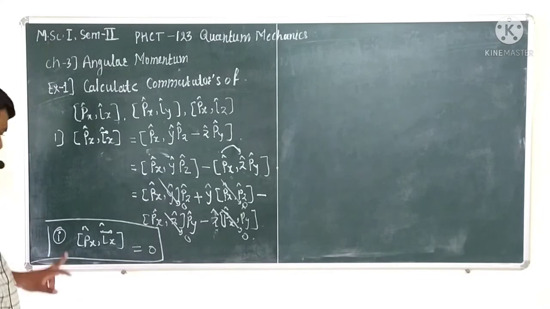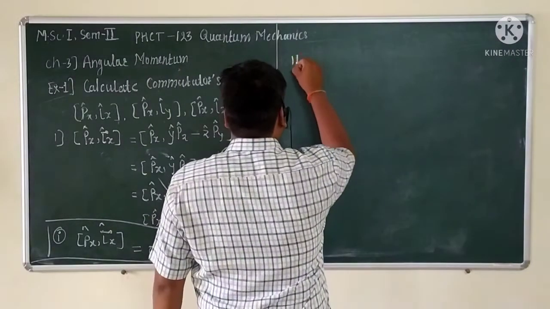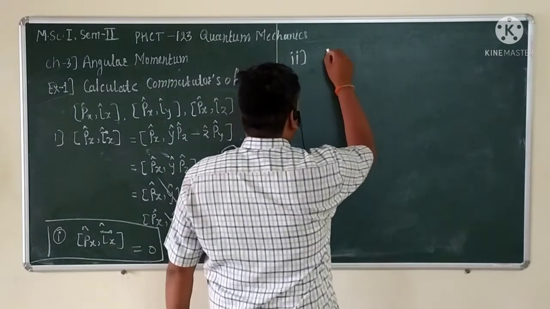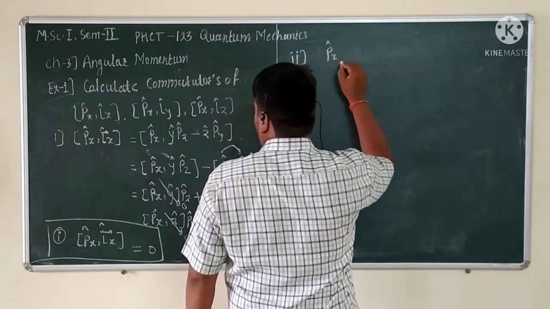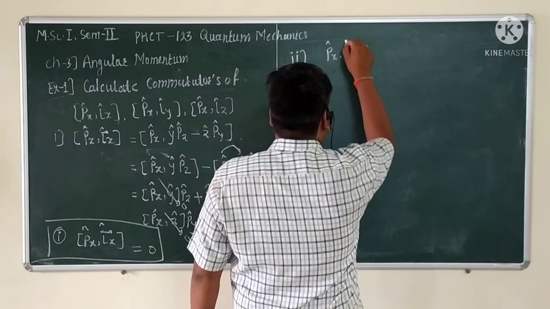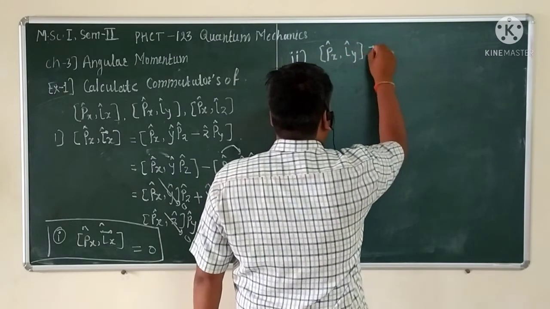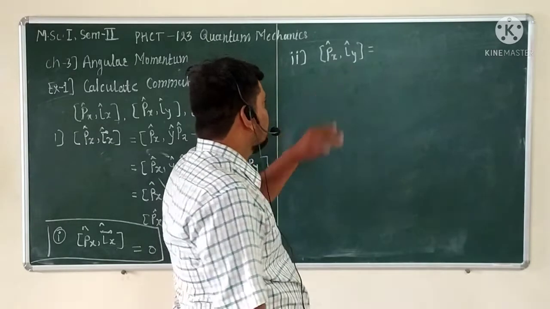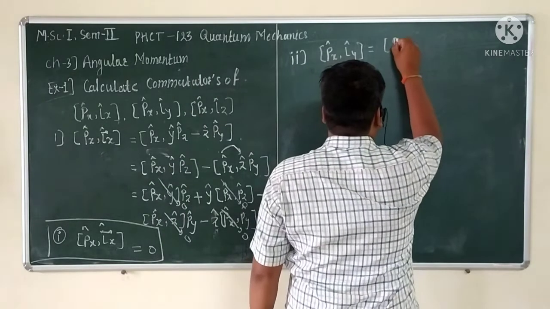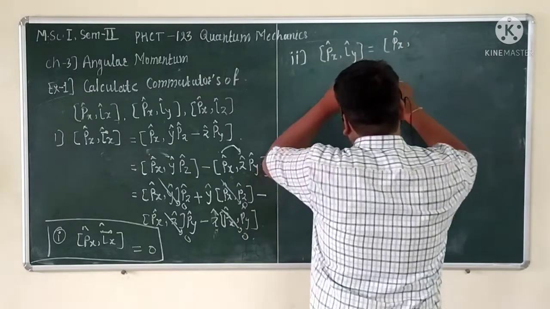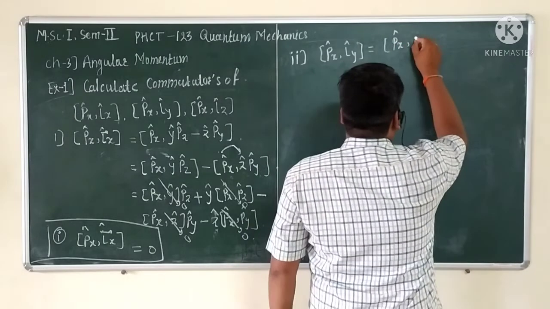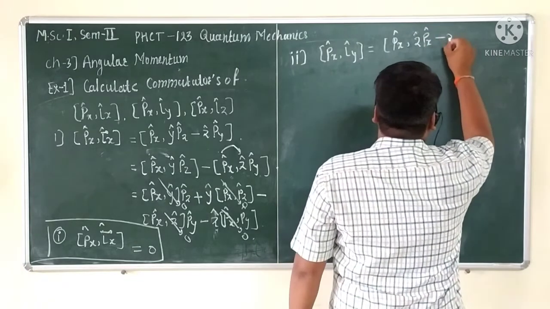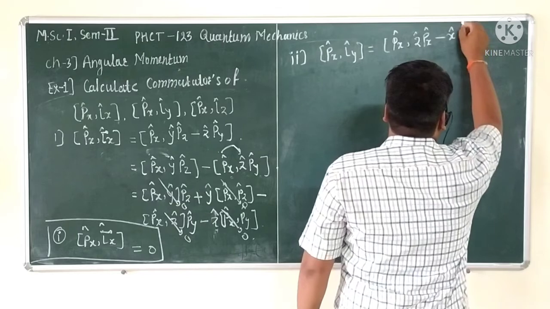Now the next one, which is considered the second property, is px cap comma ly cap. So this is taken here. If we solve this commutator bracket identity, it is px cap comma the ly cap operator, whose value is z cap px cap minus x cap pz cap.